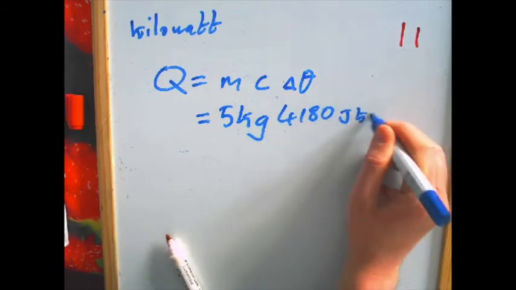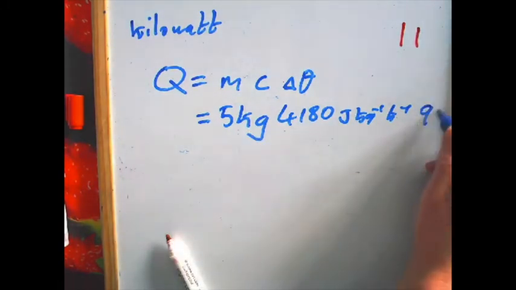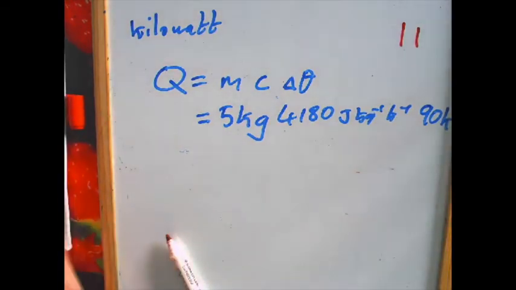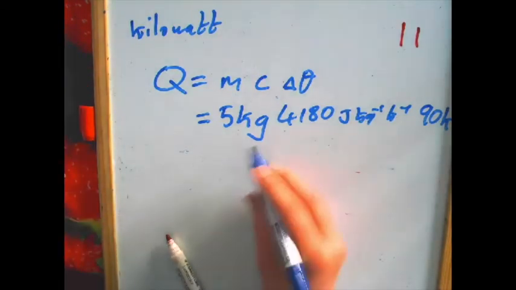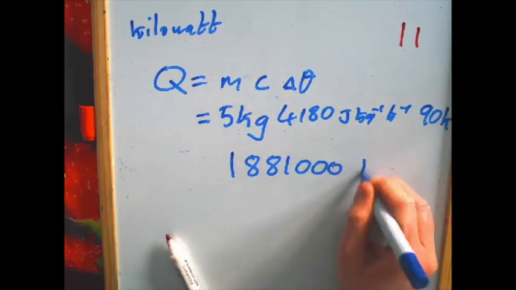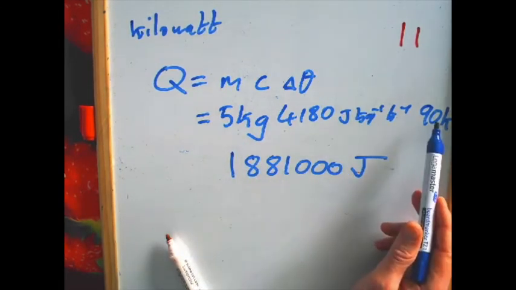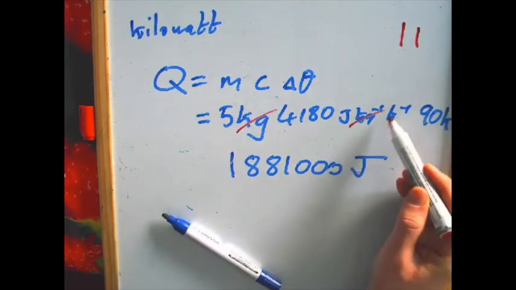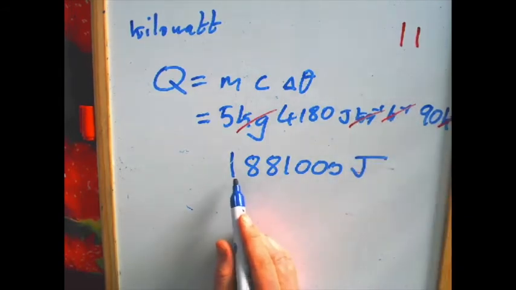So it's mass times heat capacity times the change in temperature that they need. The mass is 5 kilos. The heat capacity of water is 4180 joules per kilogram per Kelvin. And the temperature difference here to go from 10 to 100 is 90 degrees Celsius, which is the same as saying 90 Kelvin. Actually, haven't I done this already as well? Okay, so I got 1881000 joules as my answer. That's the energy needed to bring 5 kilos of water up from 10 to 100 degrees.